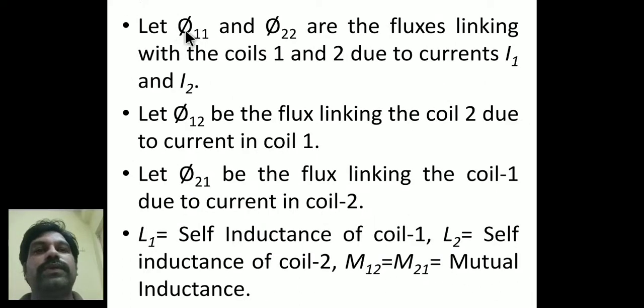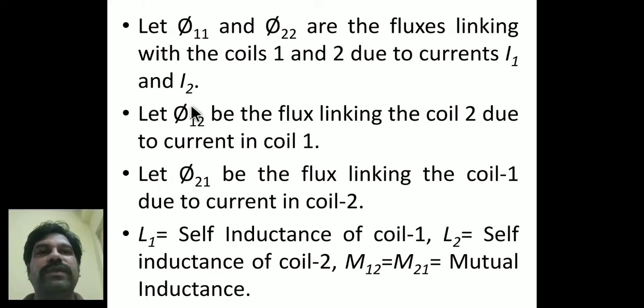So also let φ11 and φ22 be the fluxes linking with the coils 1 and 2 due to the currents I1 and I2, and φ12 is the flux linking the coil 2 due to the current in the coil 1. So here in 12, the 1 stands for the current in coil 1 and the 2 stands for the flux in coil 2, and similarly φ21, here 2 stands for the current in coil 2 and 1 stands for the flux in coil 1.